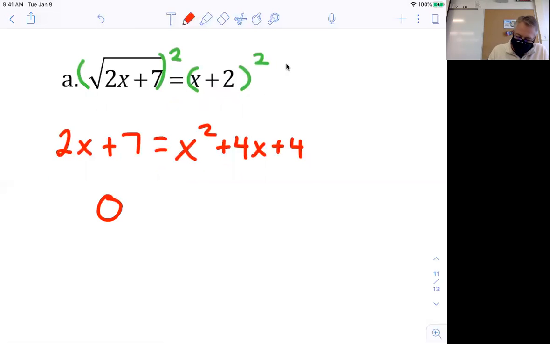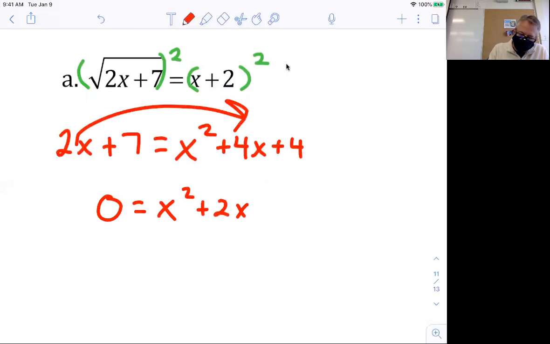So now it's a quadratic. We get everything on one side. And so here's a definite tie-in to what we were doing prior to this. So I'll move everything to the right. I have x squared plus 2x, okay, because I subtracted 2x, and minus 3 because I subtracted 7 from both sides.